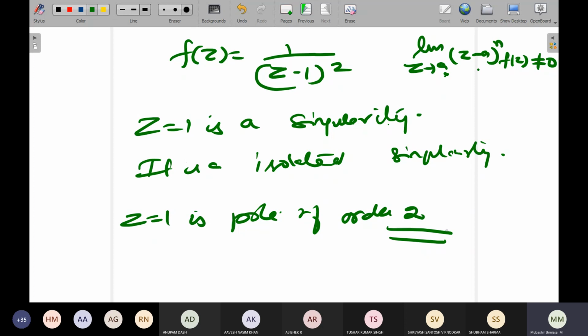So this is the way you are going to identify the singularities. I have already given you the definition for pole. I told you even pole of order 1, simple pole and other things. Yes or no? Have I given or not?